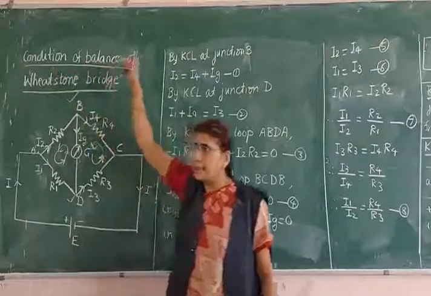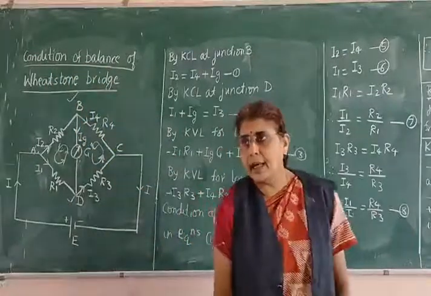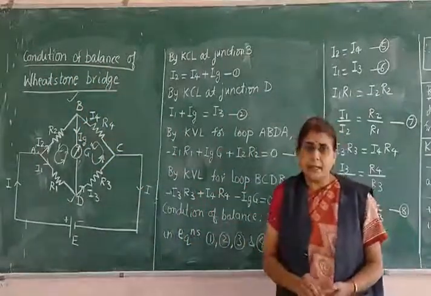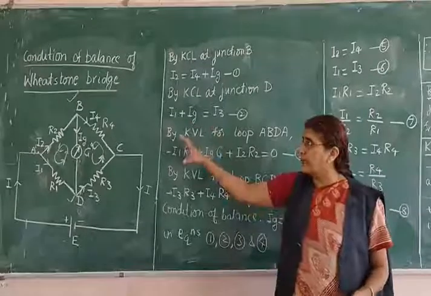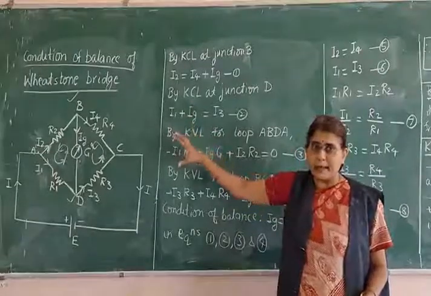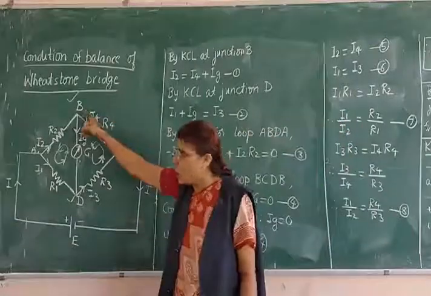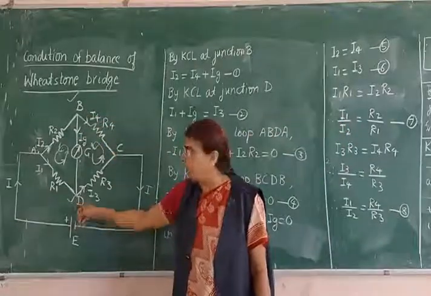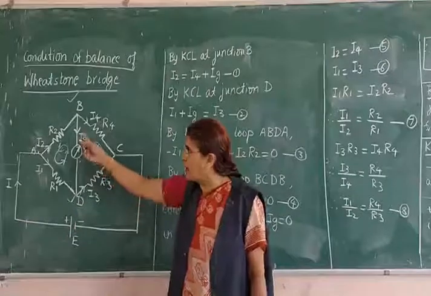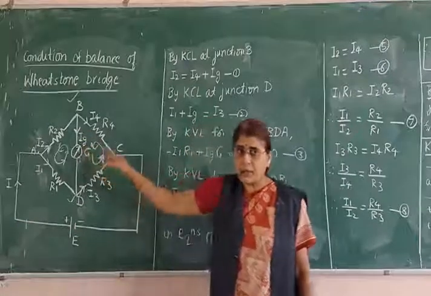I have written one word there: condition of balance. What do you mean by the condition of balance, or when do you say that the Wheatstone's bridge is balanced? The condition is like this. Whenever no current passes through the galvanometer. What is the current passing through the galvanometer? Ig is the current passing through the galvanometer.